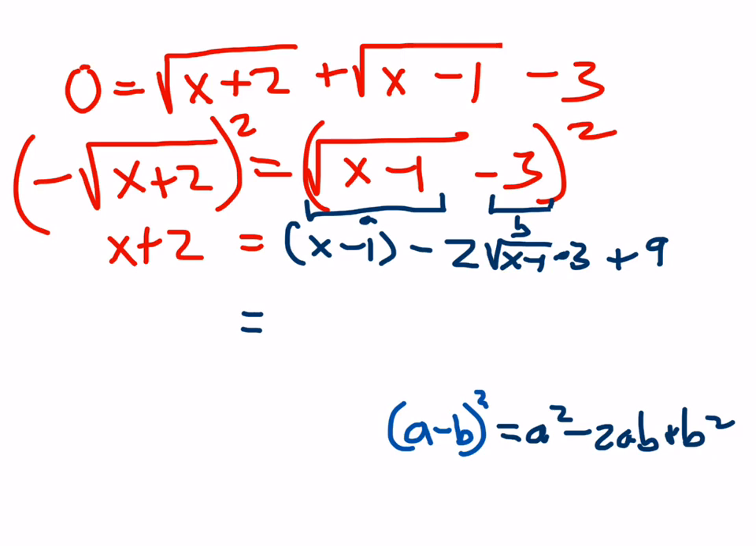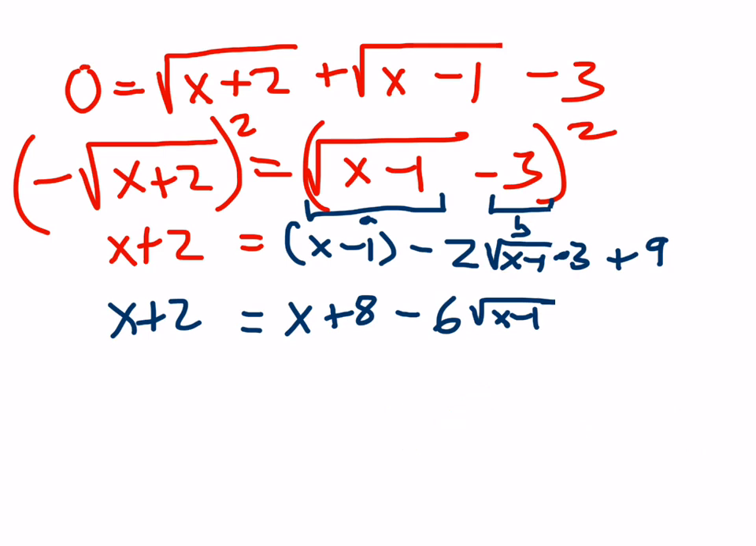Let's combine like terms. We've got x, we've got a minus 1 and a plus 9 there, so it's going to be a plus 8. And this is going to be a minus 6 square root of x minus 1. And over here, x plus 2. All right, so now, get this out of the way.